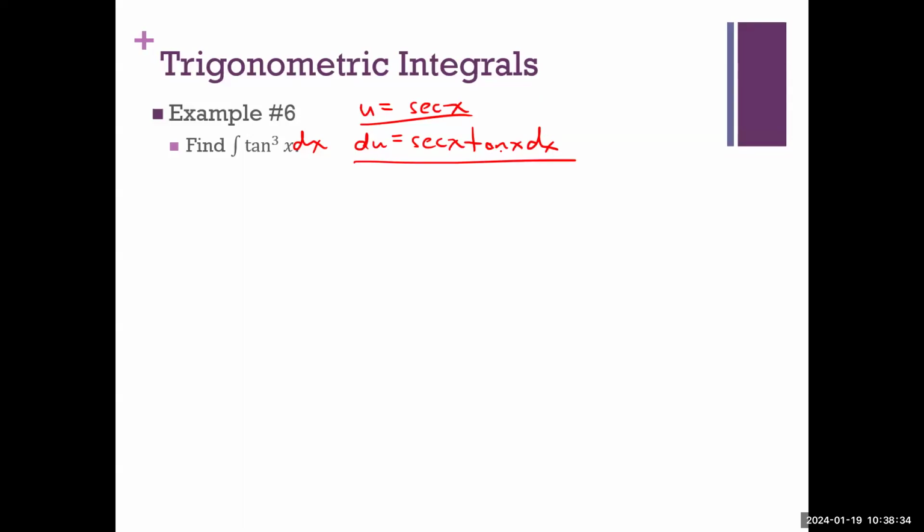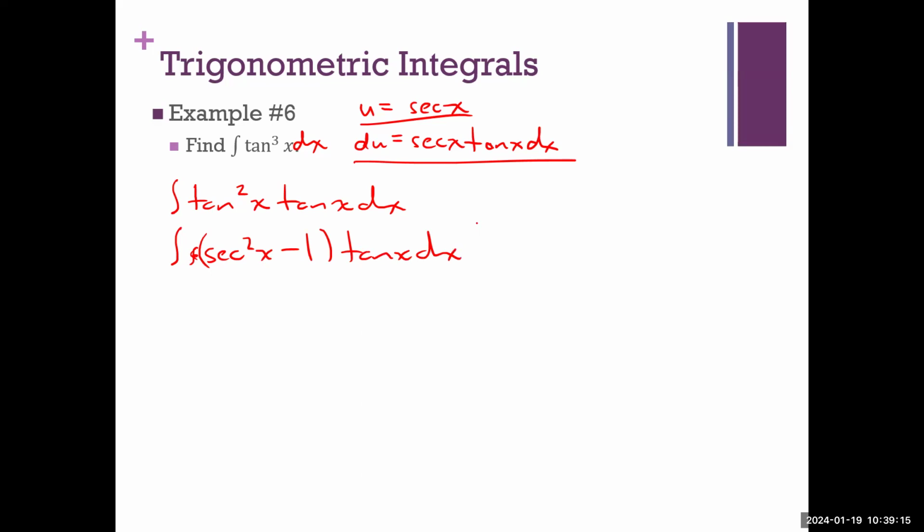Can we try doing that? How do we try to do that? Tan squared x, tan x. So yes, I can split these powers apart: tangent squared of x times tangent of x dx. Then what? Okay, so what does tangent squared of x become? Secant squared of x minus 1, all times tangent of x dx. So now we have secants explicitly there.